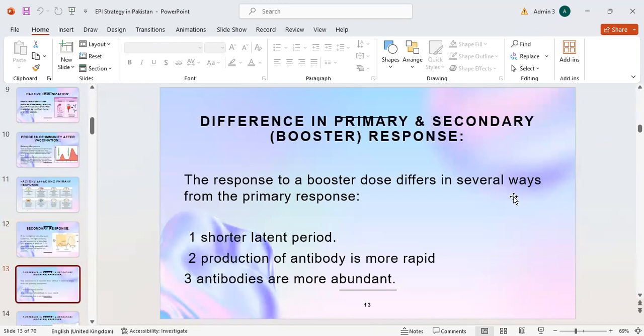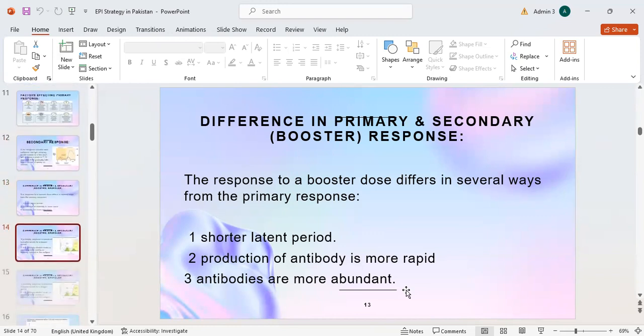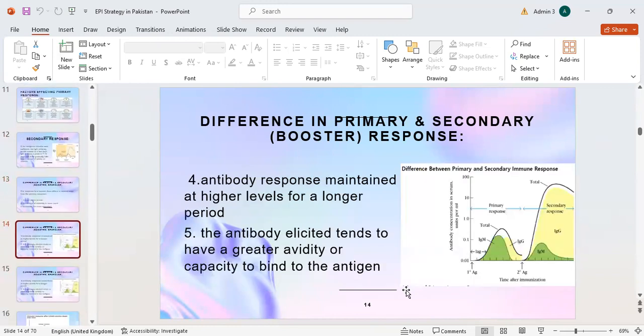Difference in primary and secondary booster response. The response to a booster dose differs in several ways from the primary response. Number one, shorter latent period. Number two, production of antibodies is more rapid. Number three, antibodies are more abundant. Number four, antibody response is maintained at a higher level for a longer period. Number five, the antibody elicited tends to have greater avidity, or capacity to bind the antigen.